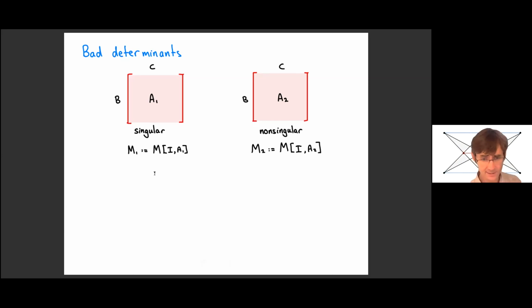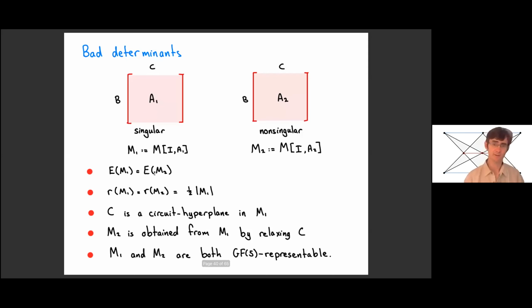So I can take the corresponding matroids. So now I've got two matroids on the same ground set. And because these are square matrices, the rank's half the number of elements. The set C is a circuit hyperplane. Well, they differ in a single thing, and the only way for two matroids of the same rank to differ on a single set is that you have a circuit hyperplane in one matroid and a basis in the other. So M2 is obtained from M1 by relaxing a circuit hyperplane. So that's what we have when we're looking at bad determinants.